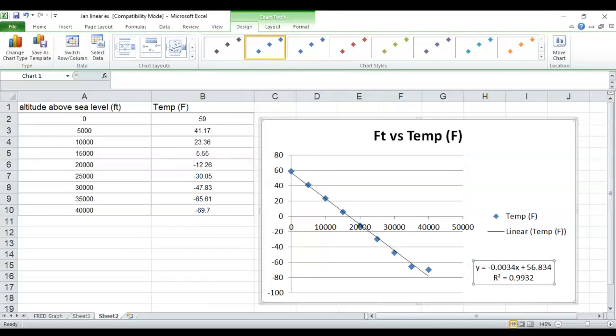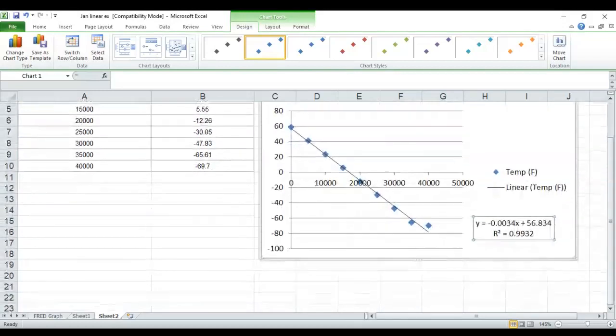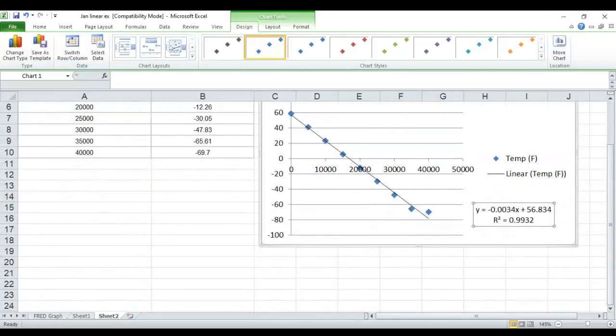So this is a better example of what R squared is. Again, the coefficient of determination means that 99.3% of the variation in temperature, which is our Y value, can be explained by our height above sea level, which is the X value. Okay, so that's a real good example of R squared. So let me write this down.